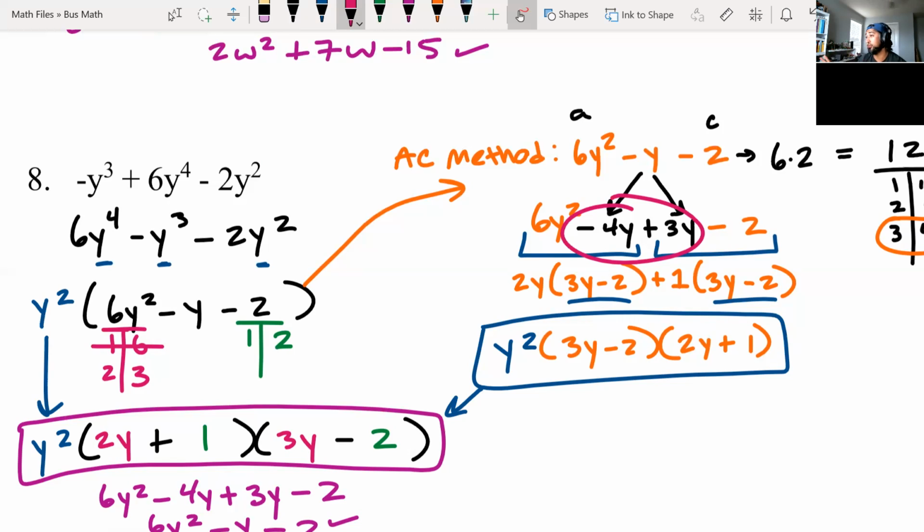Well, no, don't flip the signs around, because remember that it has to be negative 4y plus 3y to get to negative 1. You can't flip the signs around on that. You can only switch their places.